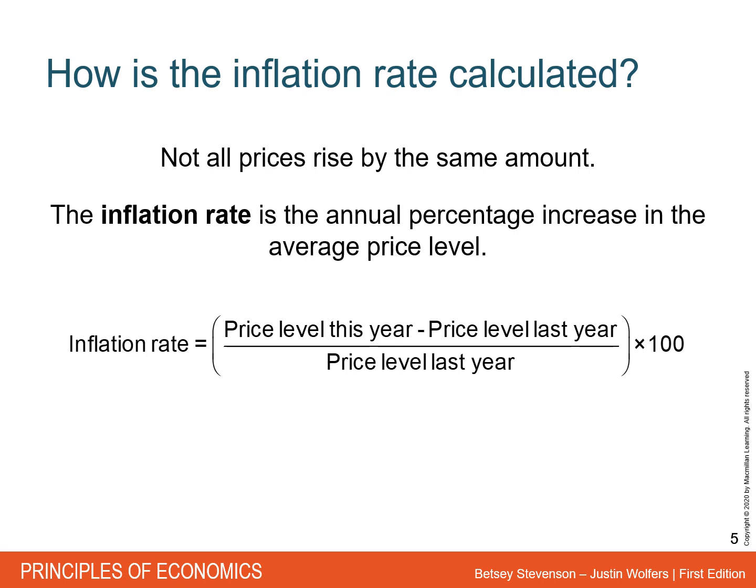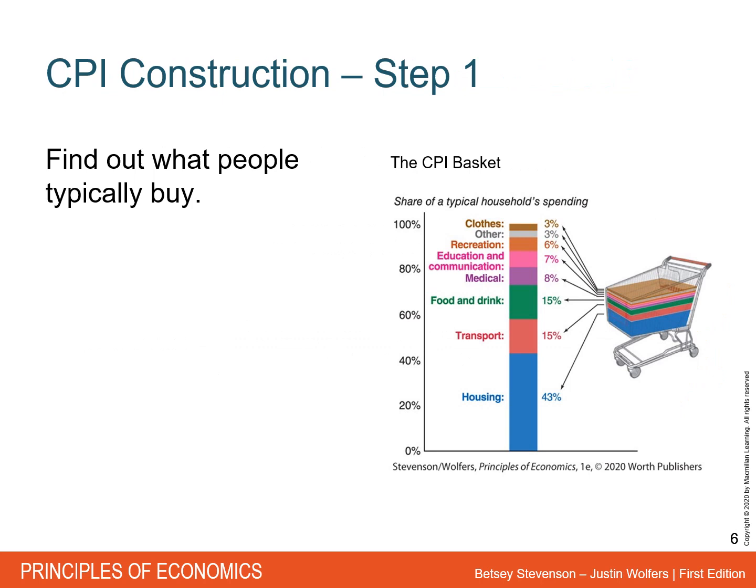We use CPI to measure inflation, and the formula for that uses the CPI, or price level, for this year minus last year, divided by last year, times 100. The reason for times 100 is that we turn this decimal into a percentage, because inflation is a percentage measurement, not a decimal. So the inflation rate is this year's CPI minus last year's CPI, divided by last year's CPI.